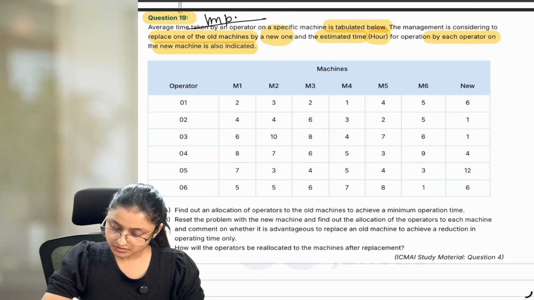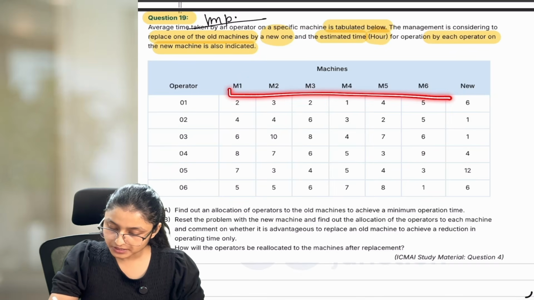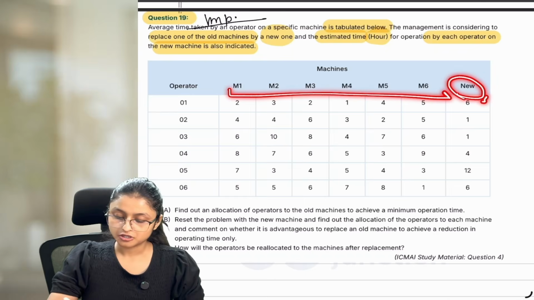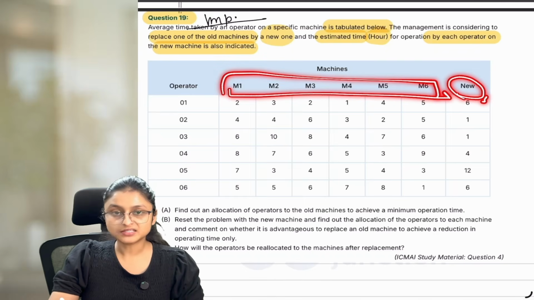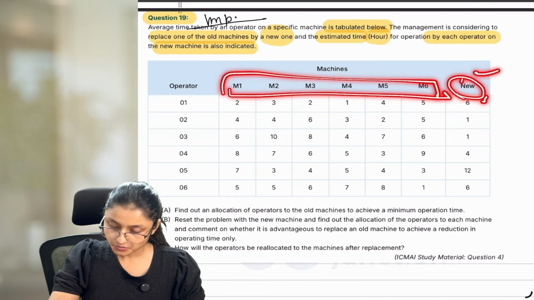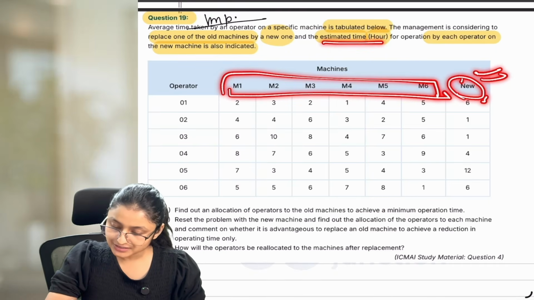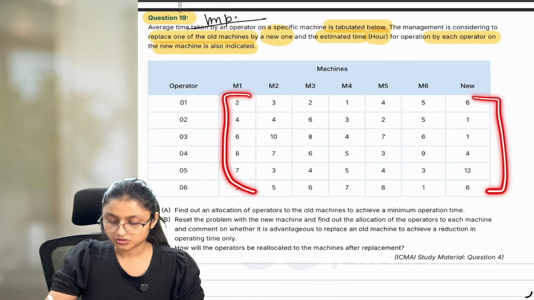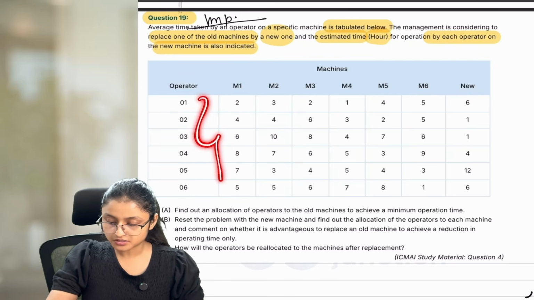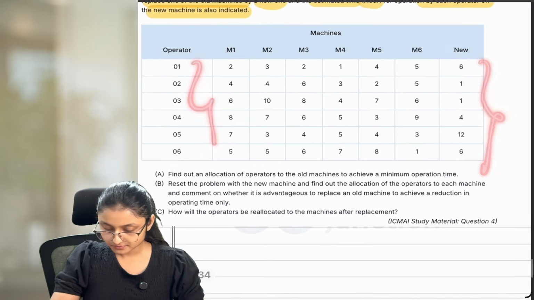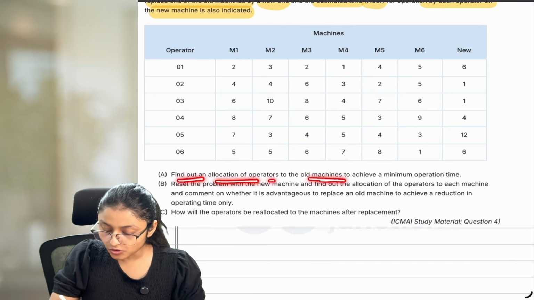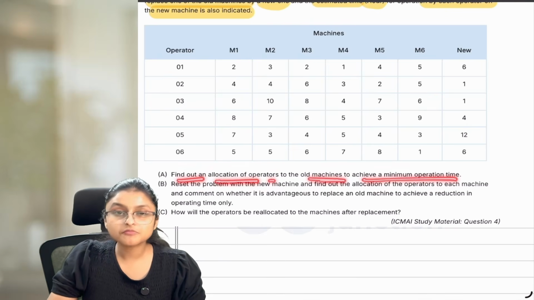So if you notice, here the machines are mentioned as M1, M2, M3, M4, M5, M6, and there is one new machine. So out of all these machines, we are thinking of replacing one machine with this new one, and the estimated time, hours, is given for all the machines with the new machine also. Okay, what will be the time of the operator in this new machine? Okay? Now, find out an allocation of operator to the old machines to achieve a minimum operation time.